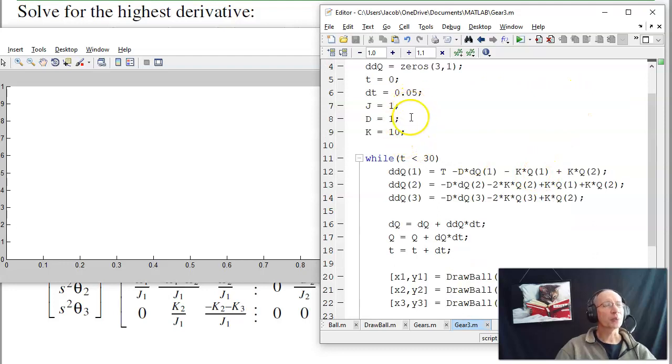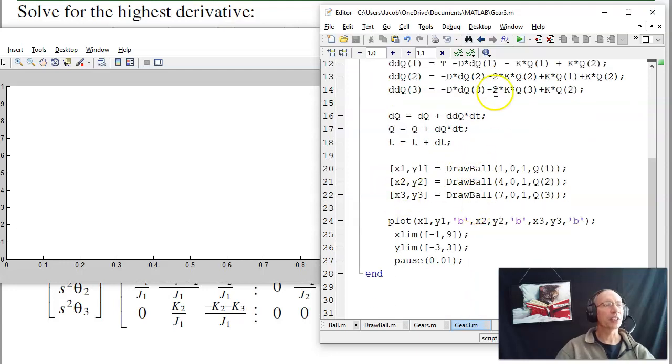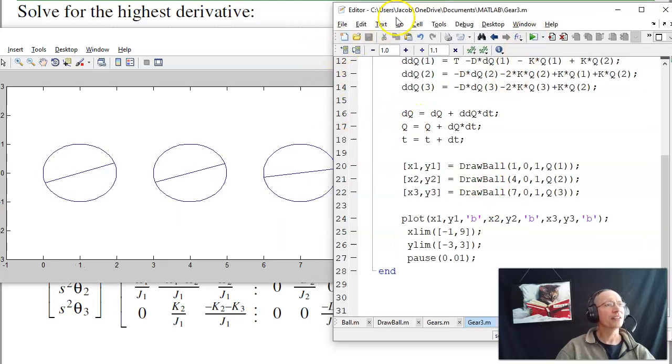Assuming the inertia is 1, friction is 1, spring is 10, I can then calculate the acceleration at any given time, integrate acceleration and get velocity, integrate velocity, get position, and then just draw your 3 balls, the 3 rotational systems, and this is what it looks like.